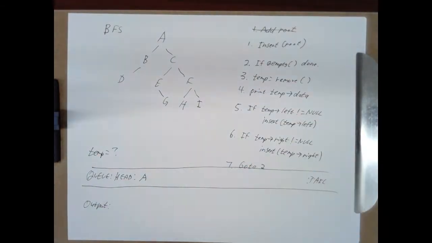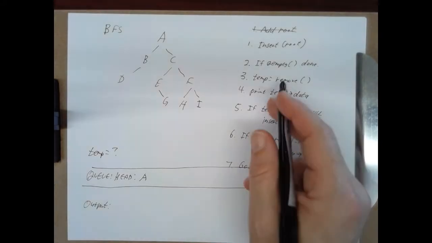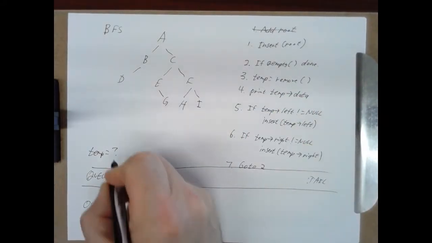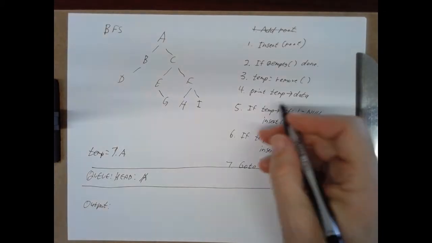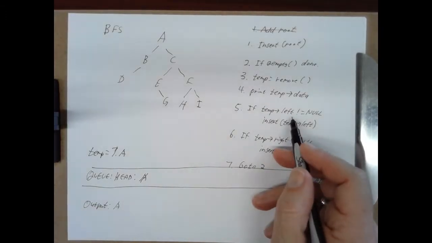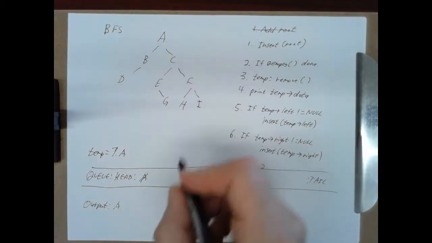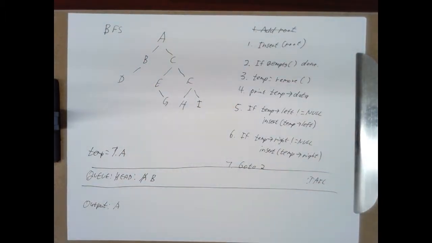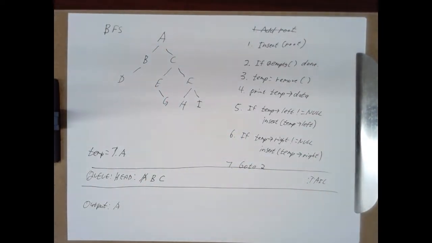So we do step 1, we inserted the root. Check to see if the queue is empty, it's not. Remove whatever is at the head of the queue, save that in temp. So temp is equal to the node A. Print out its data, whatever A's data is. And then if temp left is not null, insert that into the queue. Temp left is equal to B, so we'll insert that into the queue. And then temp right is C, that's not null, we'll insert that into the queue. And we go back up to the top of our loop.